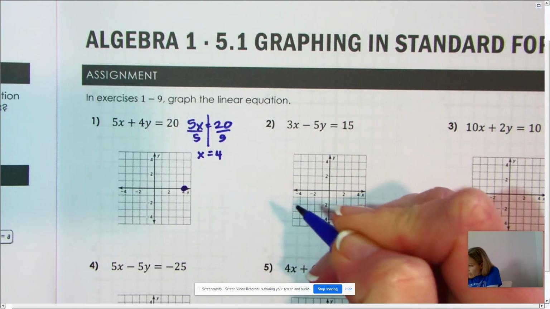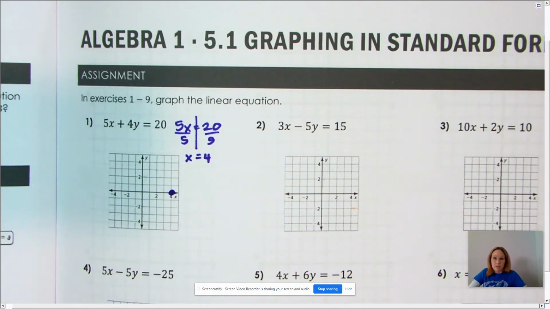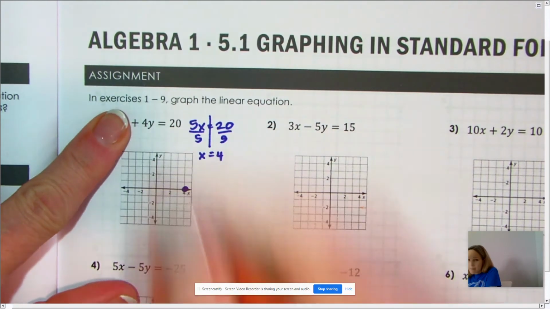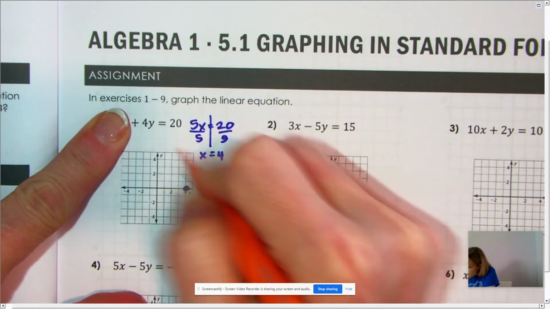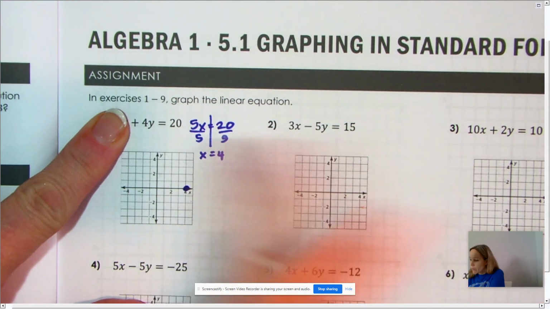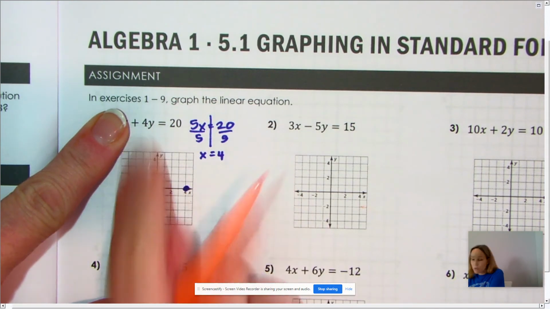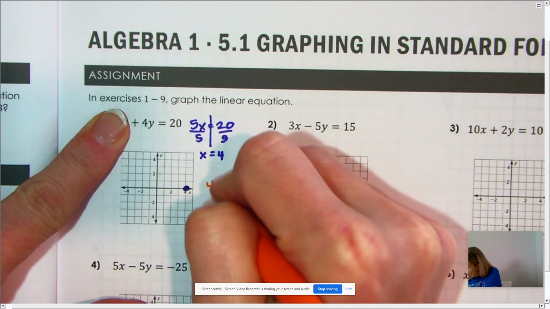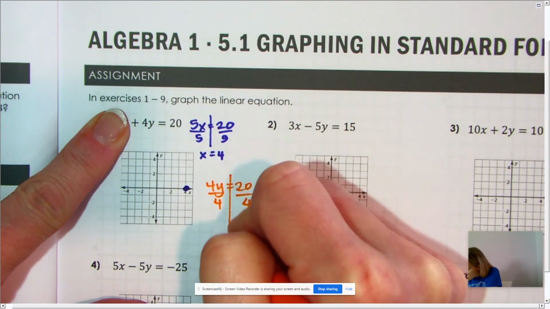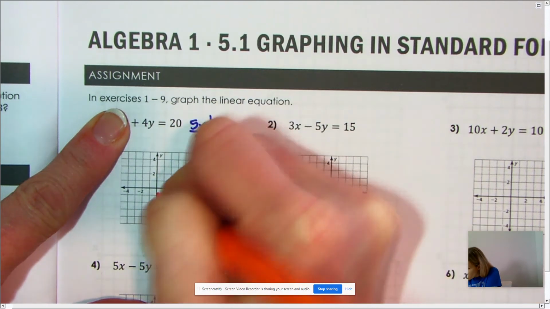And then I'm going to do the y value. So if I put a 0 where x is, then I would get 4. And if it's a positive, we don't have to write the plus. But if it's a negative, that negative sticks to it, right? A positive 4 is still positive 4, even without the plus. So 4y is equal to 20. Divide by the 4 on both sides. So y is equal to 5. So I'm going to graph that one.